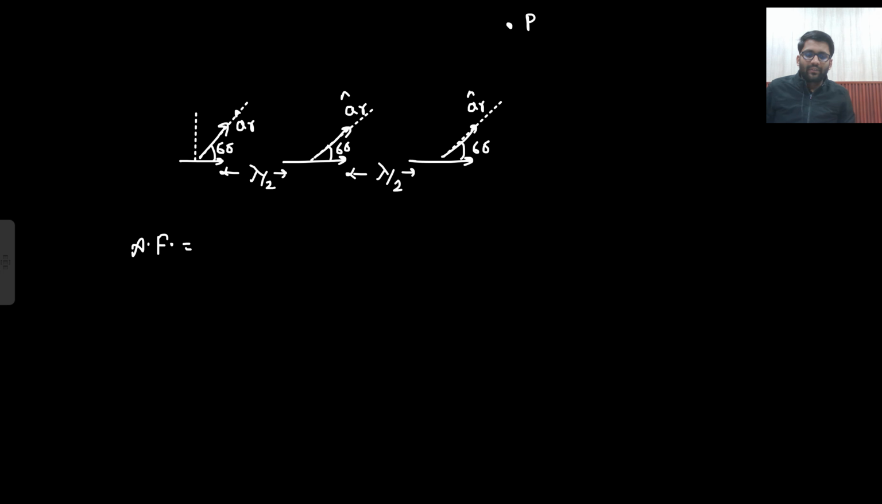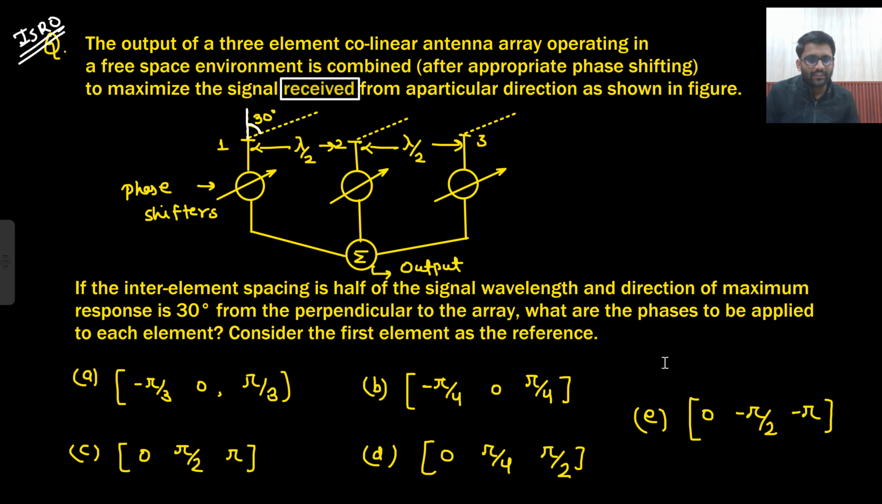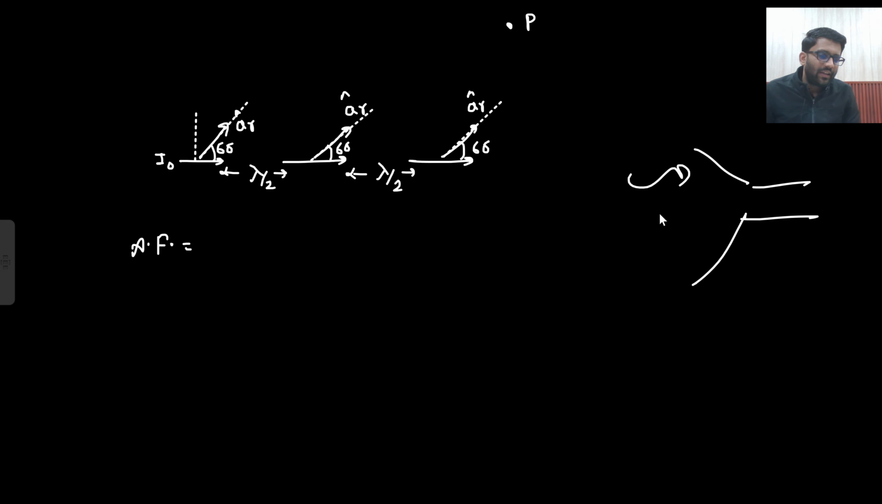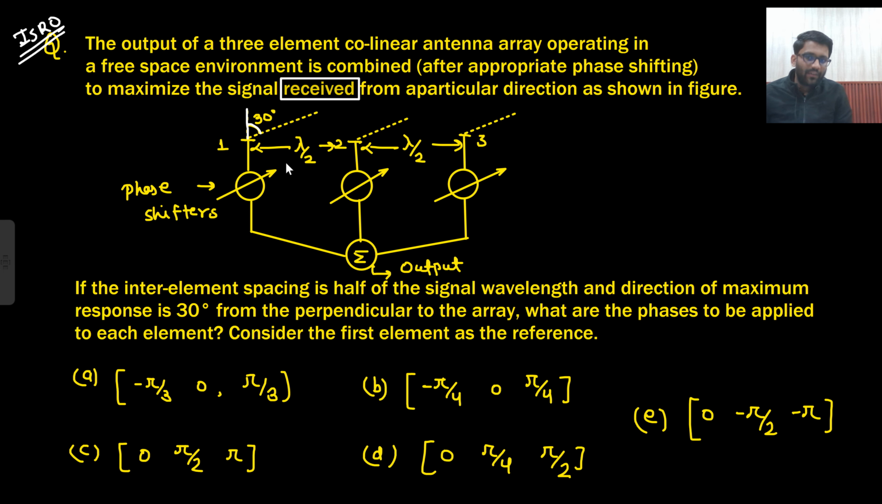So what they have said here is that consider the first element as reference. So this is the first element. You need to take this as a reference. So this is having I naught current. From the received signal, what is the job of the receiving antenna? You will give it E and H, and it will give you V and I. And those V and I are given to these phase shifters, and finally we are having the output.